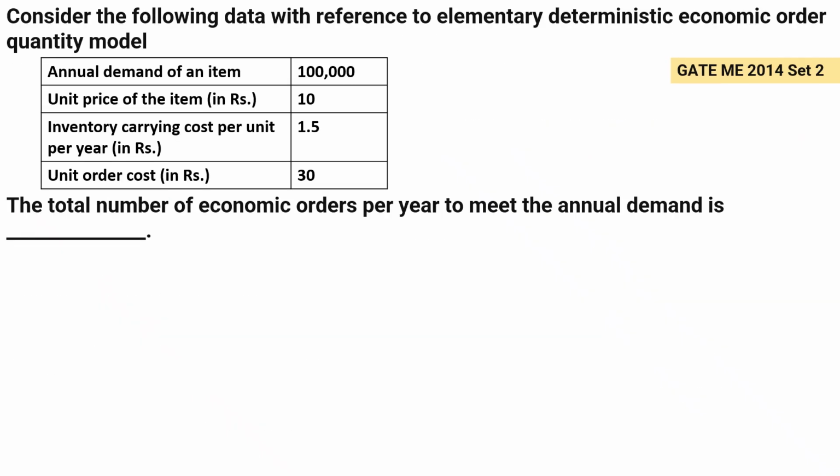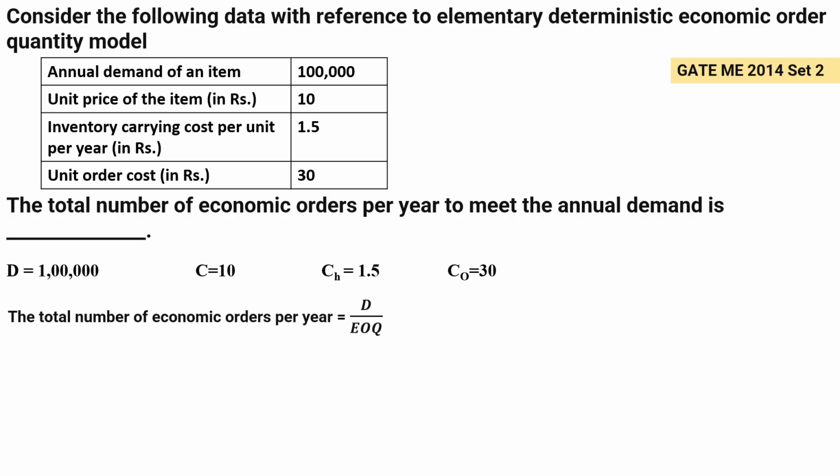Let's see the next question. Consider the following data with reference to the elementary deterministic economic order quantity model. Here the annual demand D is given as 1 lakh, the unit price of the item C is 10 rupees, the inventory carrying cost per unit per year CH is 1.5, and the ordering cost, the unit order cost C0, is 30.